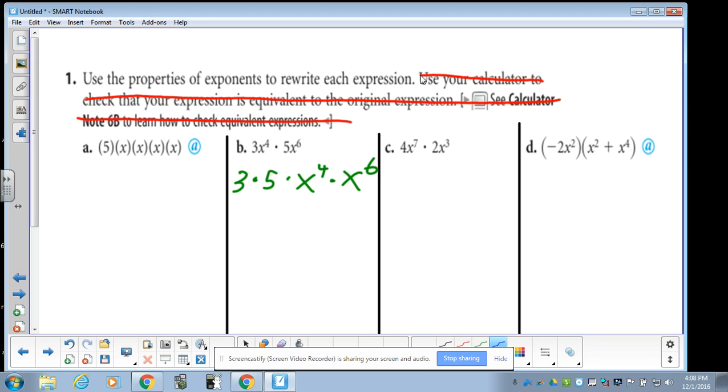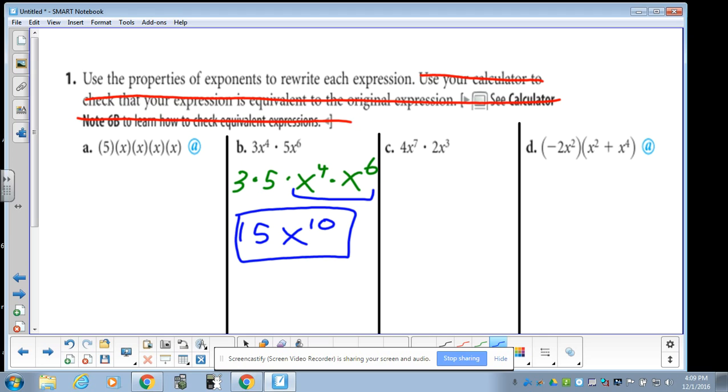If you said 15, you're correct. 15, and then we talked about this, x to the 4th times x to the 6th. What do we get when we multiply those together? Exactly, x to the 10th power. Now I'm going to throw a box on that because now we have simplified that expression. That's how we do number 1b.